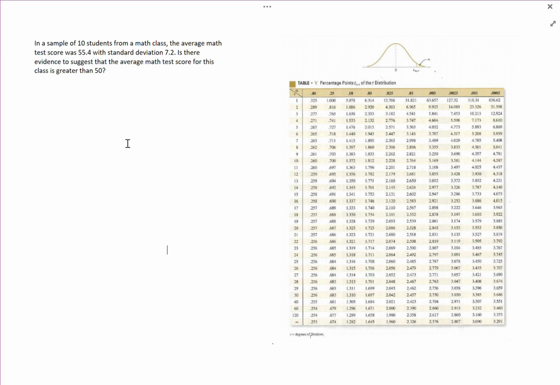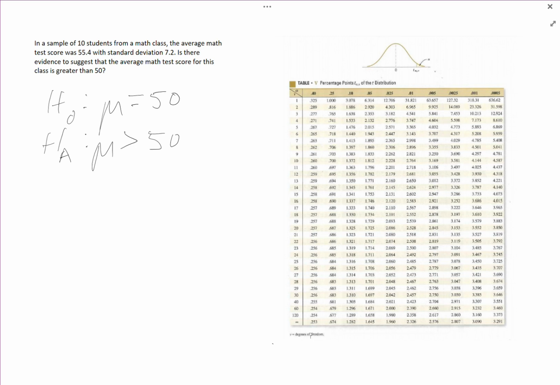than 50? So the null hypothesis here would be that the true mean test score is equal to 50 and the alternative that the true mean test score is greater than 50. Note it's a one-sided test here because we're interested in seeing whether the true mean test score is greater than 50 as opposed to not equal to 50.